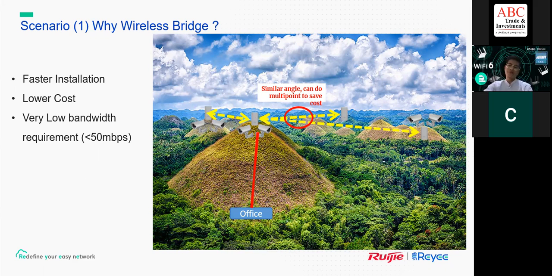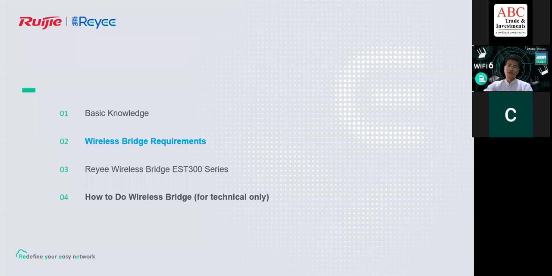Okay, so I already explained the introduction about the business knowledge. What is the CPE and what is the scenario? Okay, let's go to another topic. What we need to know if we deploy the wireless bridge solution, wireless bridge link.